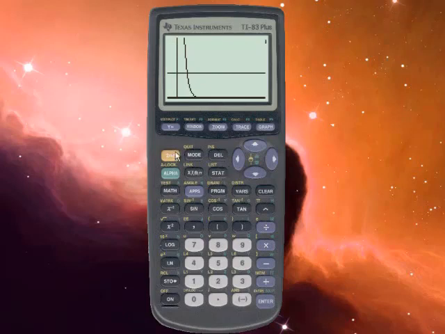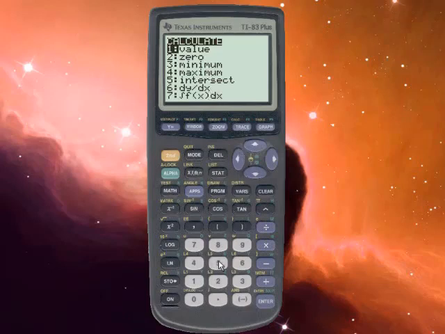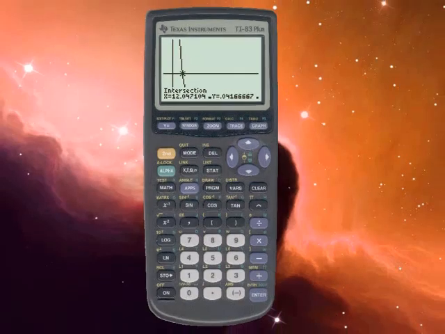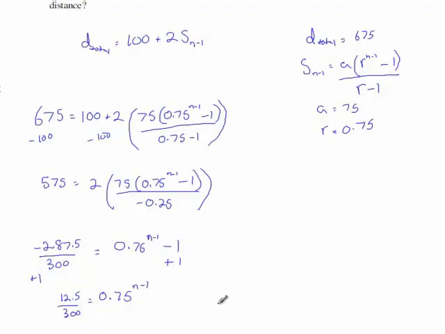Great, once you see the intersection, you need to calculate intersect, enter, enter, enter. So your intersection happens when x equals 12.047 something. So almost exactly 12. So this means that your value of n equals 12. So remember, n was the number of times that the ball hit the ground. So exactly when the ball hits the ground for the 12th time, it will have traveled approximately 675 meters.